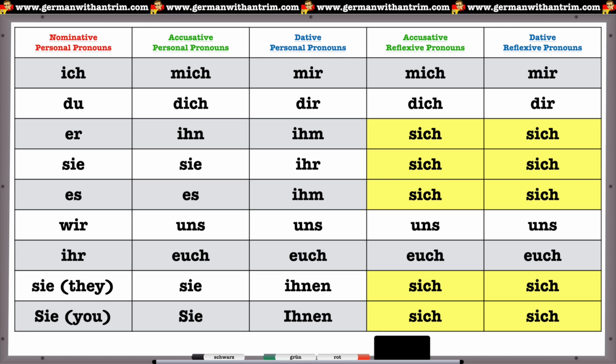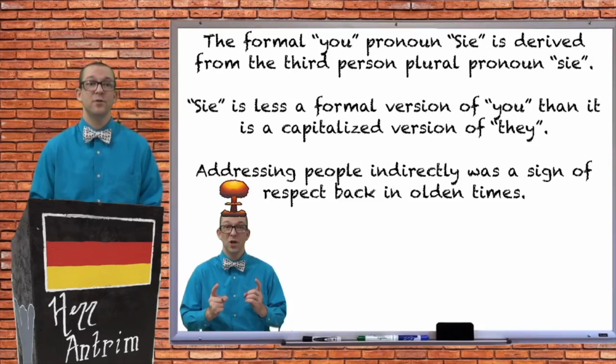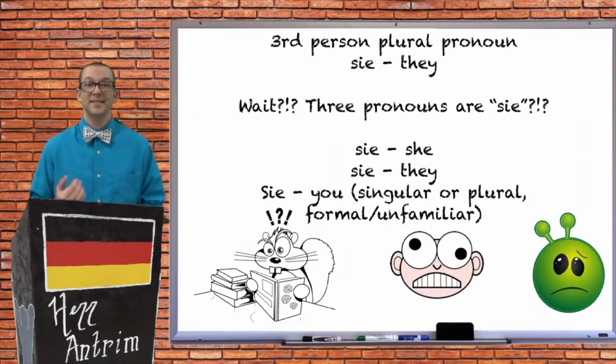This is easily explained by Past Me for my A1 beginner course video. The pronoun that is now used as the formal you in German is actually derived from the third-person plural sie, which is they in English. This comes from the idea that if you were to show someone respect back in the olden days, you shouldn't address them directly at all, which means that Sie is less a formal version of you than a capitalized version of they. This also explains the reason why sie and Sie are always the same on these charts, and they always take the same form of the verb.